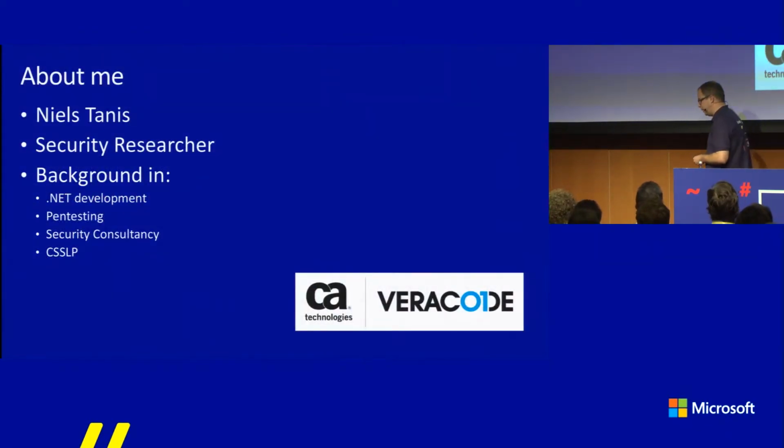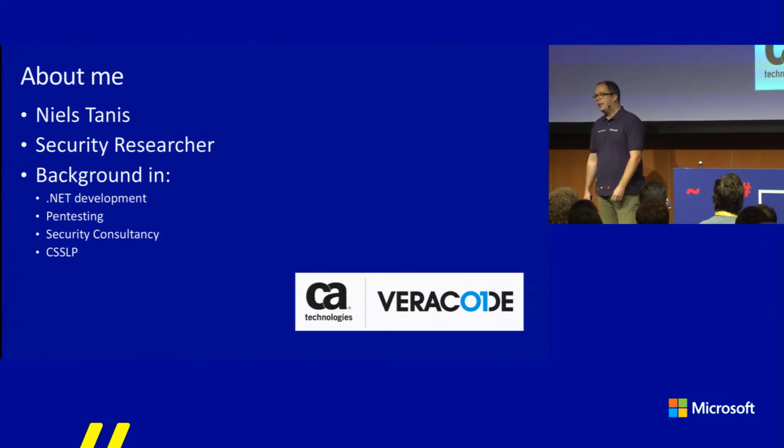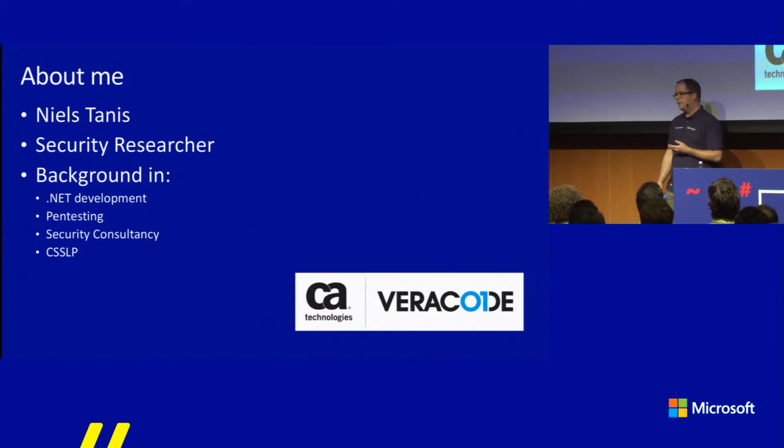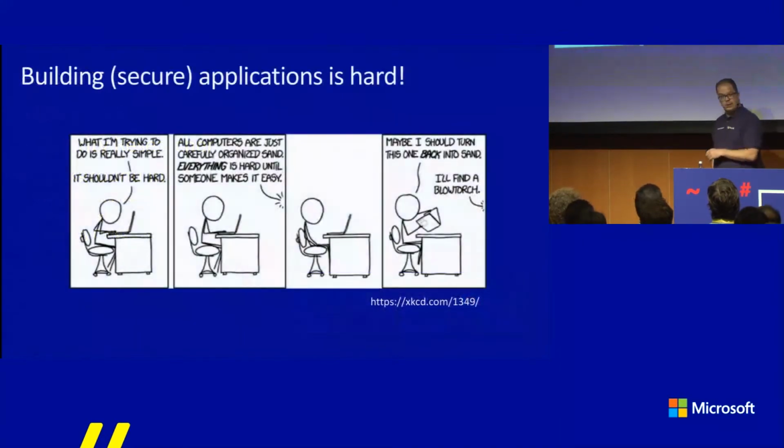So who am I? I'm Niels Tanis. I work as a security researcher for Veracode, and I've got a background in .NET development, security consultancy and pen testing. In my daily job, I combine those worlds and try to figure out how easy it is for somebody to make mistakes when developing a .NET application. That all comes together in our service. We offer static analysis of code bases, and that's what I'm doing during my day work. So if you want to talk about it, come see me afterwards. But that's not today's topic.